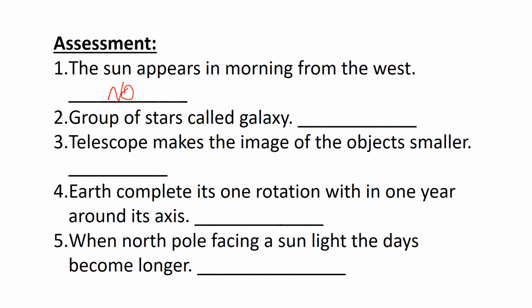A group of stars is called a galaxy. Yes. A telescope makes the image of the object smaller. Is that yes or no? No, because it always makes the image bigger, not smaller. Earth completes its one rotation within 1 year. Is that right, does rotation take 1 year around its axis? No. It takes 1 day only, 24 hours.